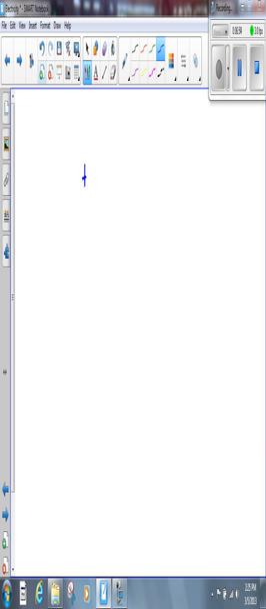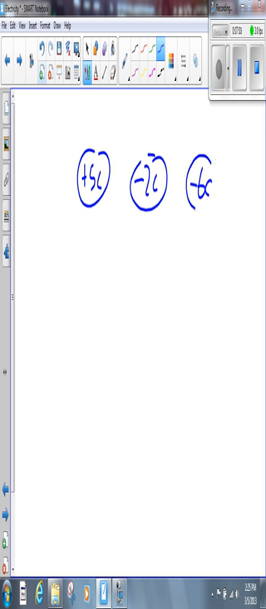We've got plus 5 coulombs, we've got negative 2 coulombs, and we've got negative 6 coulombs. We're going to say 1 touches 2. Then we're going to say 2 touches 3. What's the final charge on all 3 of those as a result of those 2 events taking place? 1 touching 2, then 2 touching 3.